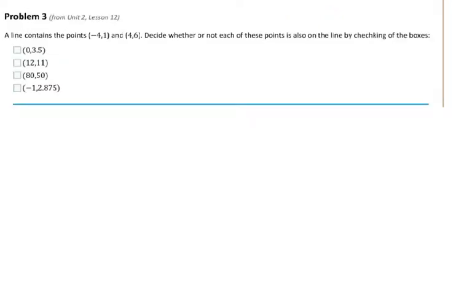All right, number 3. A line contains the points (-4, 1) and (4, 6). Decide whether or not each of these points is also on the line by checking off the boxes.